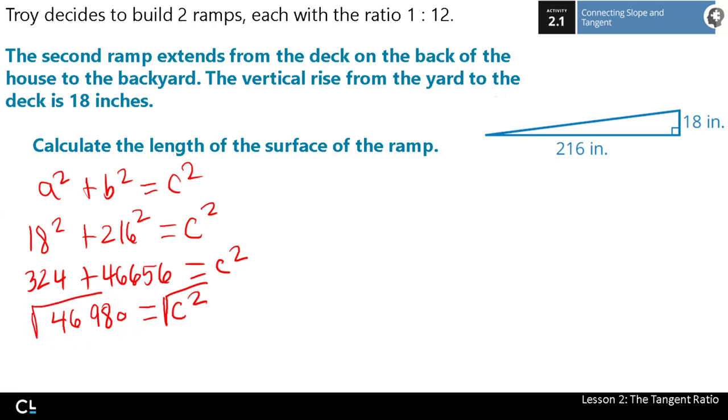And when we get the square root of that, it's going to give me a decimal again. And that's going to give me c equals 216 point, and I'm going to round this to the hundredths place now.